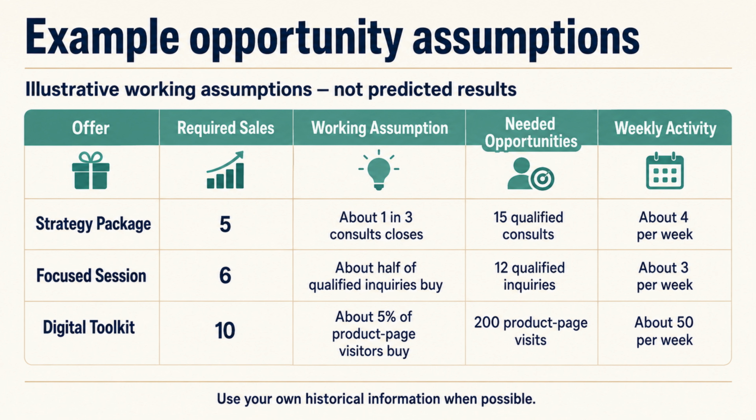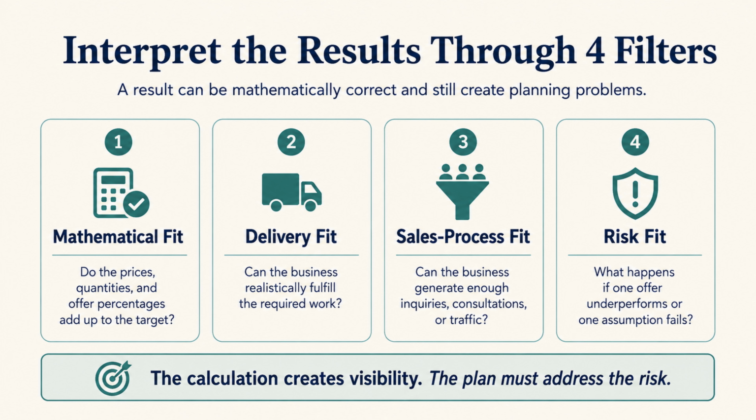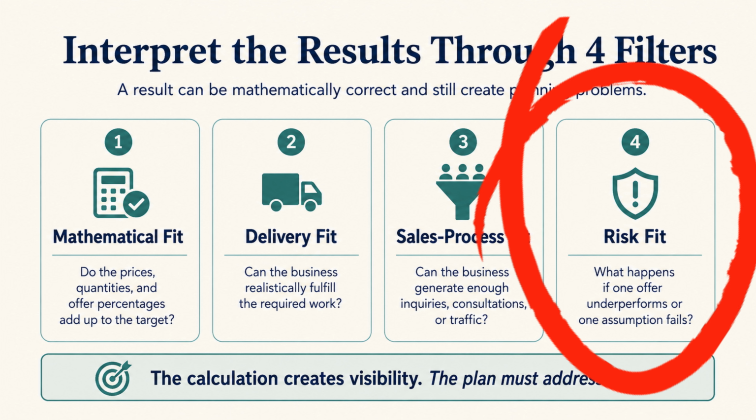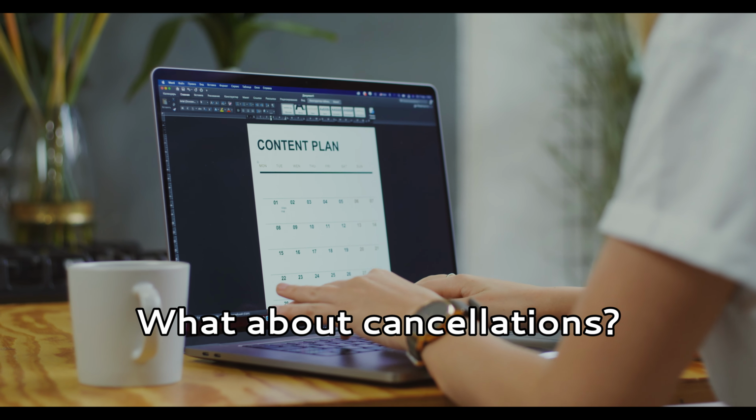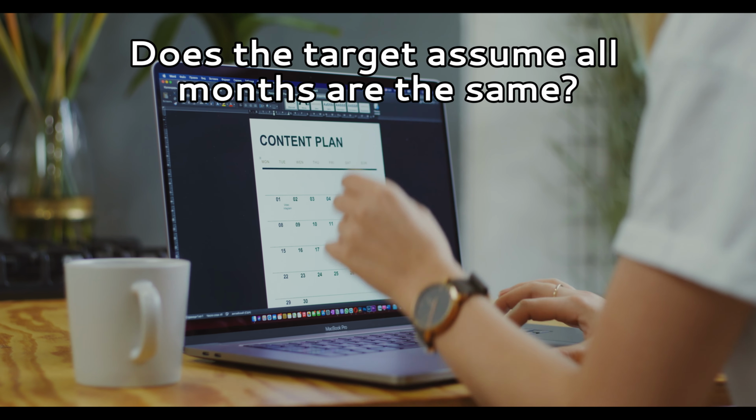The fourth filter is the risk fit. Is half of the goal depending on one offer? Is the plan depending on every available strategy package selling? Does one canceled client create a major gap? Is the business assuming that every month will perform exactly like the strongest month?